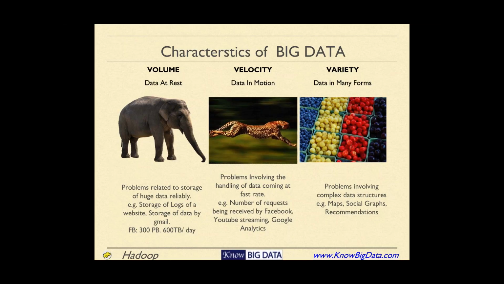All right. Now, problems involving data coming at a fast rate. For example, a lot of orders are being placed on your website and you want to churn them in real time. You want to prepare certain statistics in real time. And that is the characteristic called velocity of big data.